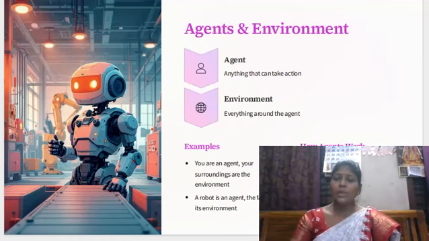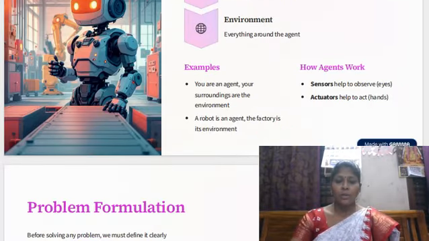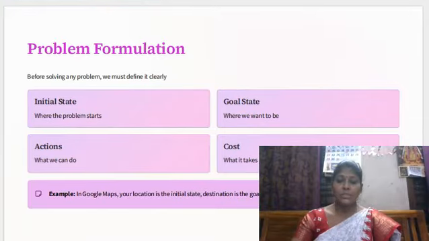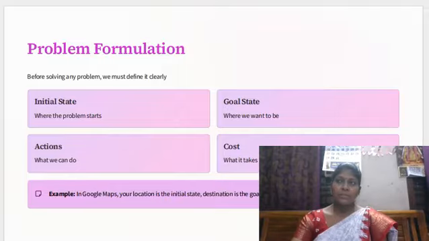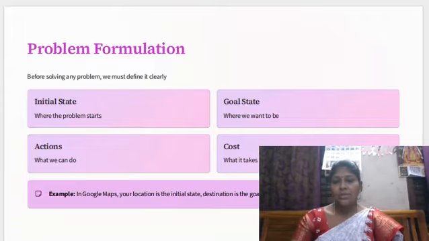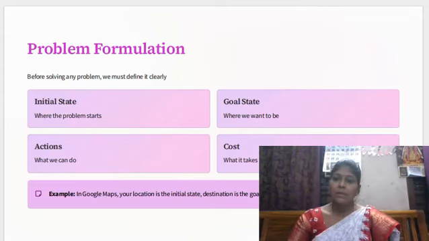Let's understand problem formulation. The next concept is problem formulation. What is meant by the problem? What does problem formulation mean? Which states are there? Next we move to this concept. For this, let us understand agent and environment. We already saw the examples of eyes and hands.